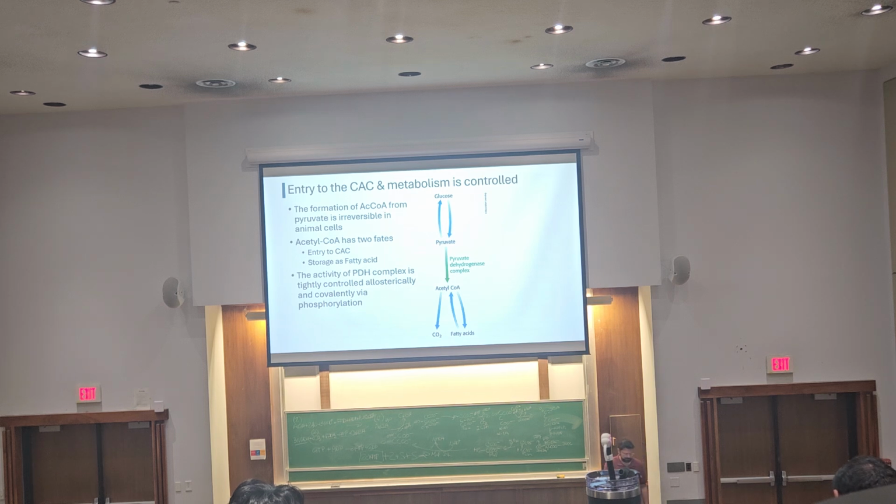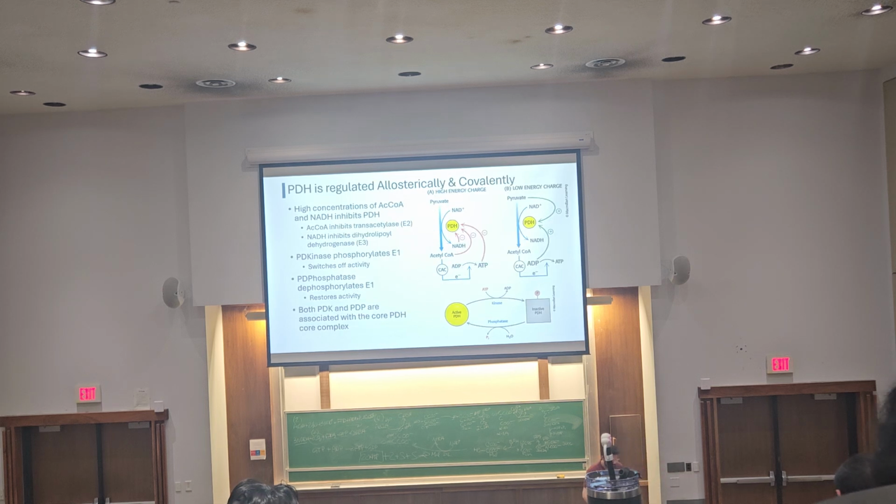Which is really unfortunate. Now, the activity of the pyruvate dehydrogenase complex is tightly controlled both allosterically and via covalent modification, right? So pyruvate dehydrogenase, how is it regulated? So high concentrations of acetyl-coenzyme A and NADH, which remember are the products of the pyruvate dehydrogenase complex, inhibit the pyruvate dehydrogenase complex. And why might that be the case? Right? Let's try to think about this in terms of the citric acid cycle as a whole, right? And how this feeds back.